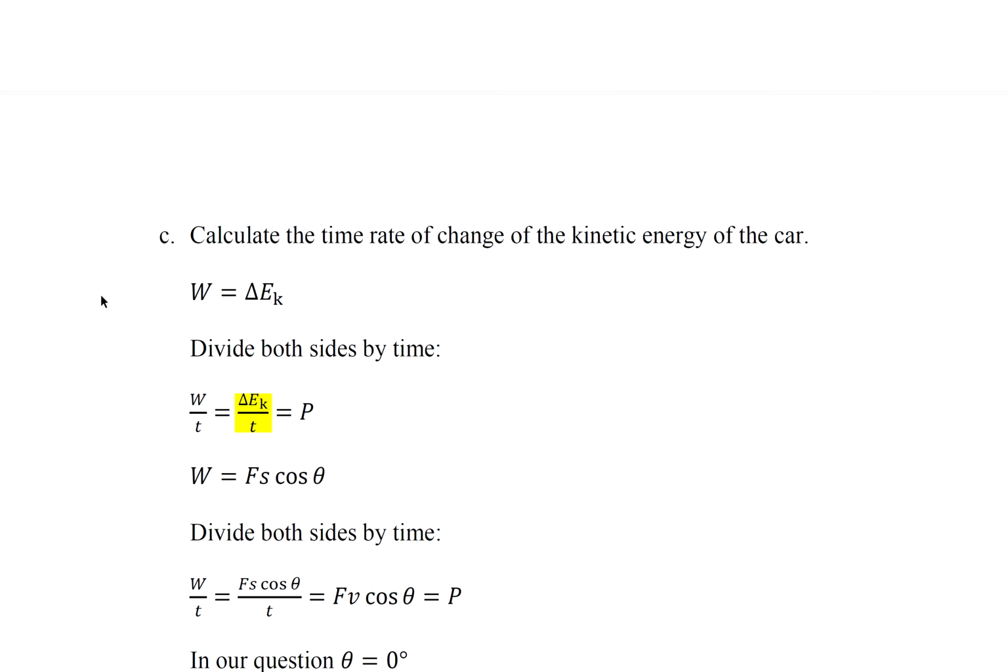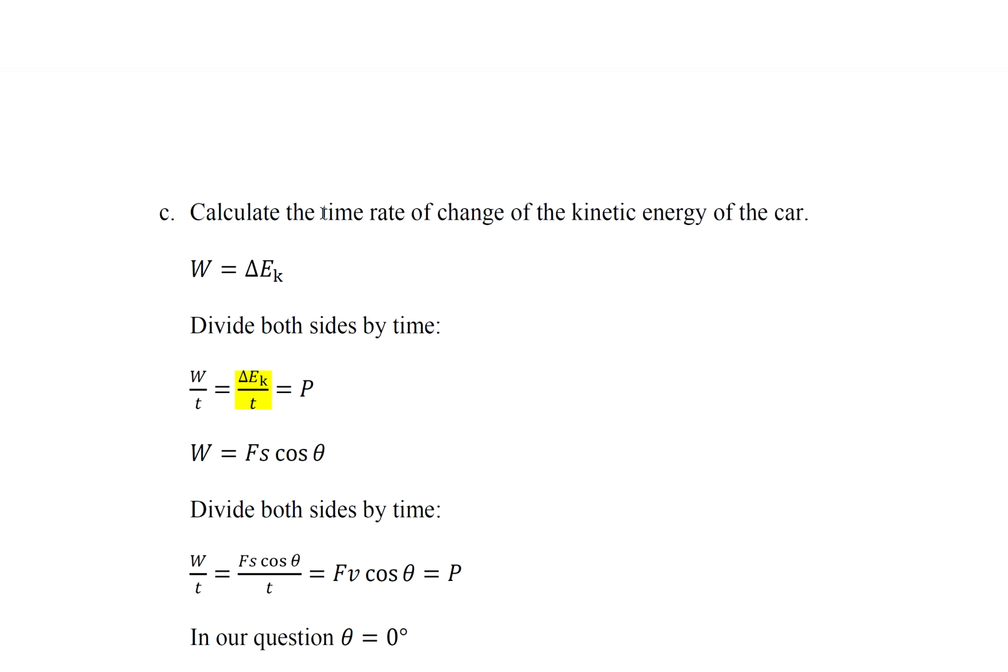Part C, calculate the time rate of change of the kinetic energy of the car. So it says time rate of change of the kinetic energy of the car. So that's kinetic energy over time. So that's delta KE over time. So we know this equation, and if we divide this equation both sides by time, we get power.